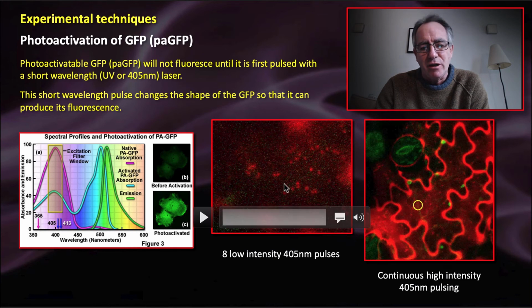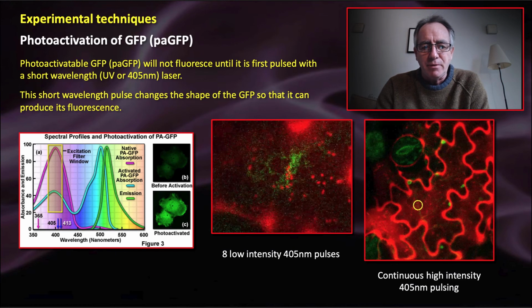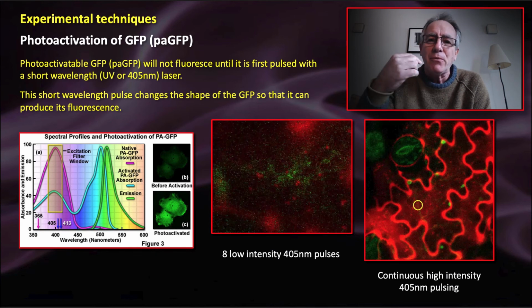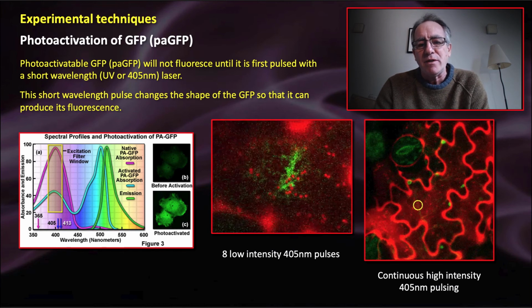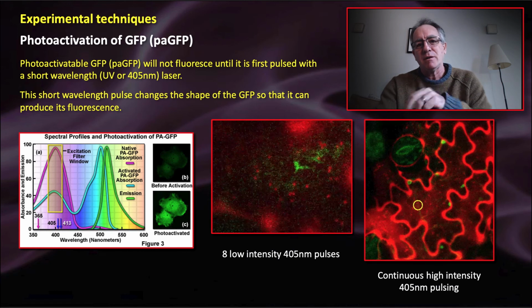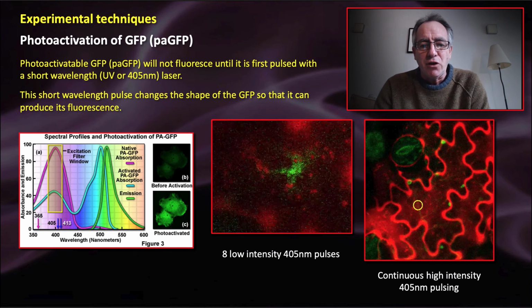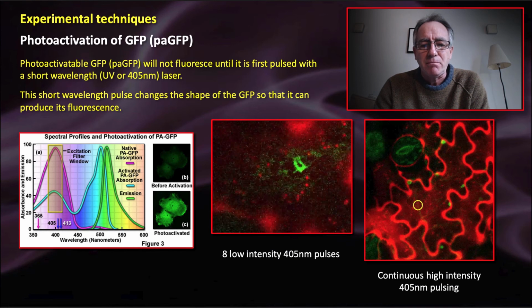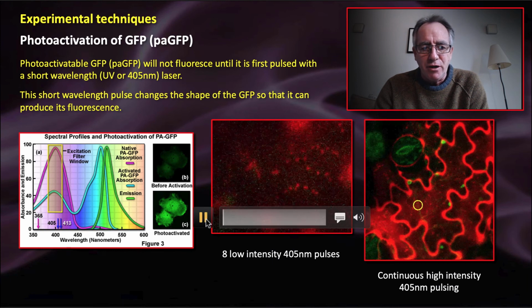So let's look at this movie here. This is 8 pulses separated by time. And look what happens. Little bits of GFP light up as they're pulsed with the 405 laser, and then they disperse very, very quickly. That was the scientific question that we had when we were doing this experiment. Do proteins that are within the endoplasmic reticulum disperse throughout the cell, or do they stay in place? Well, the answer is that they disperse, and very, very quickly. Look at that. After every pulse, the green dissipates through the cell. Pulse, dissipate, pulse, dissipate, and so on. We can do the same kind of experiment over here.